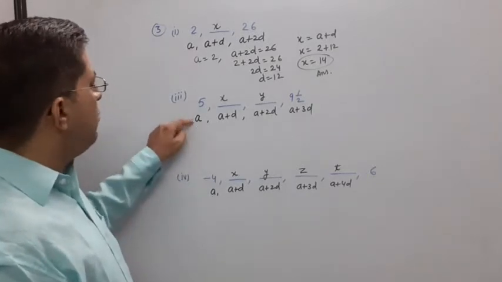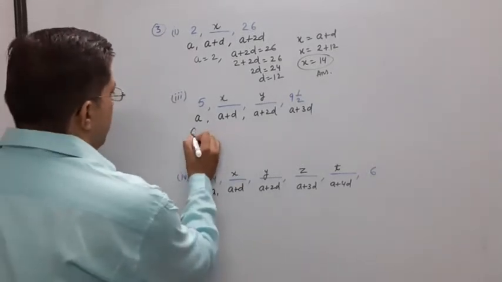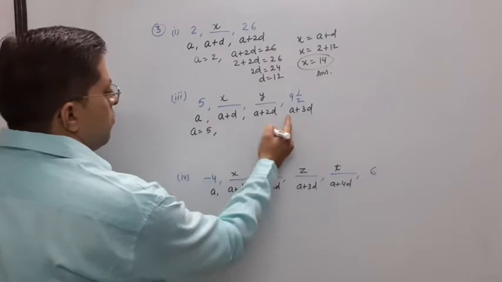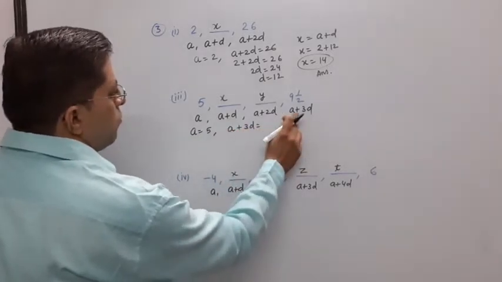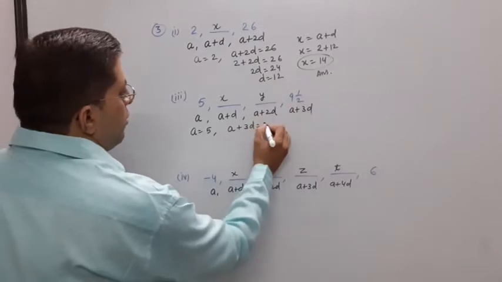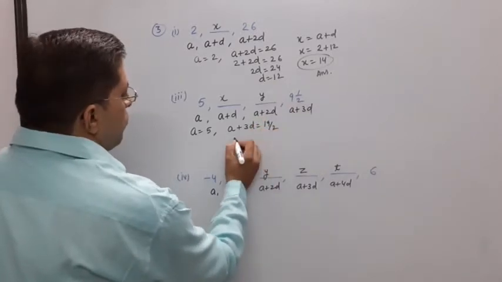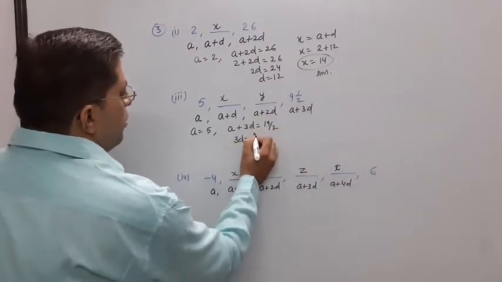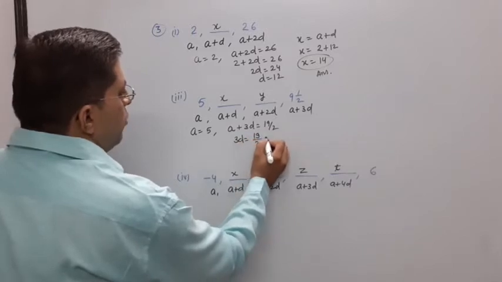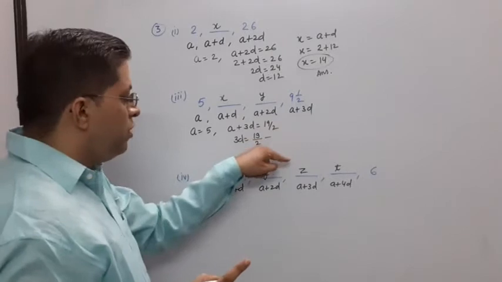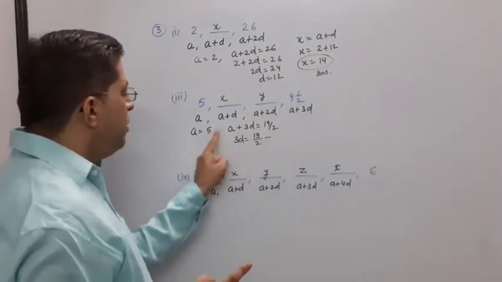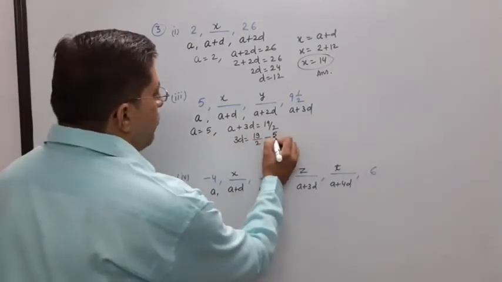You have been given A is equal to 5, and A plus 3D is equal to 19 upon 2. Then what will be 3D? 19 upon 2 minus A. Minus A, no? When A goes to that side, then this is minus 5.